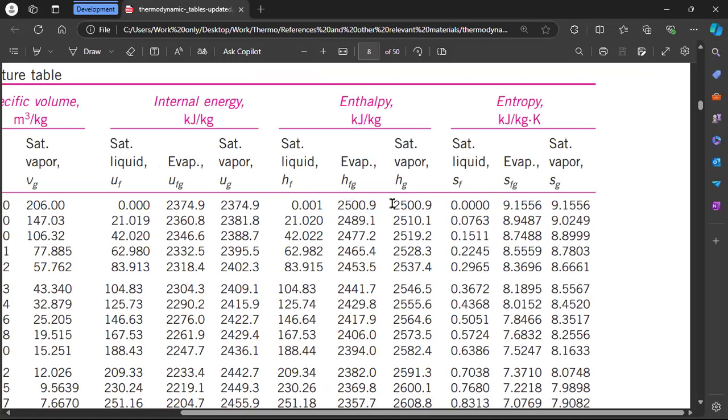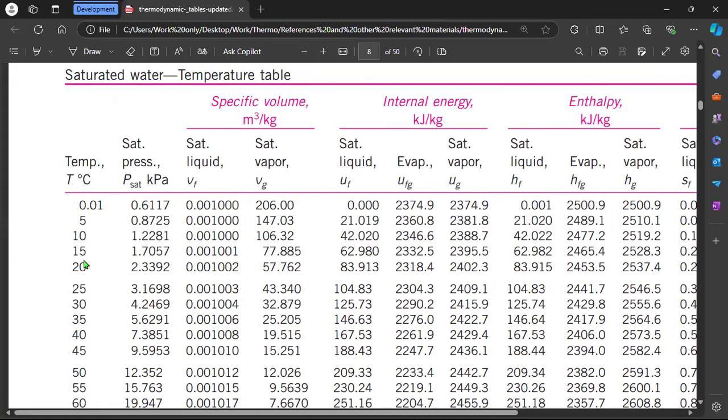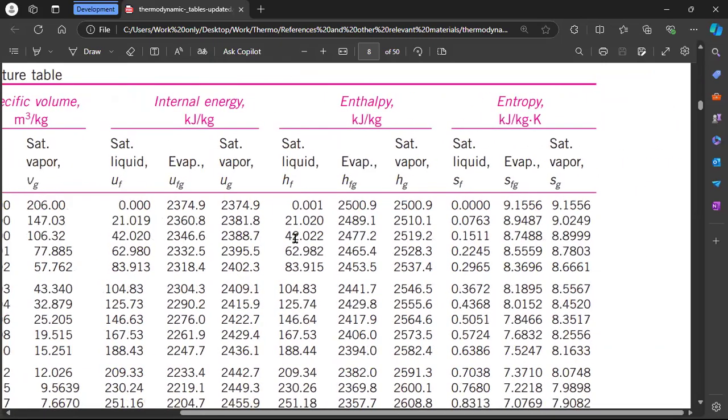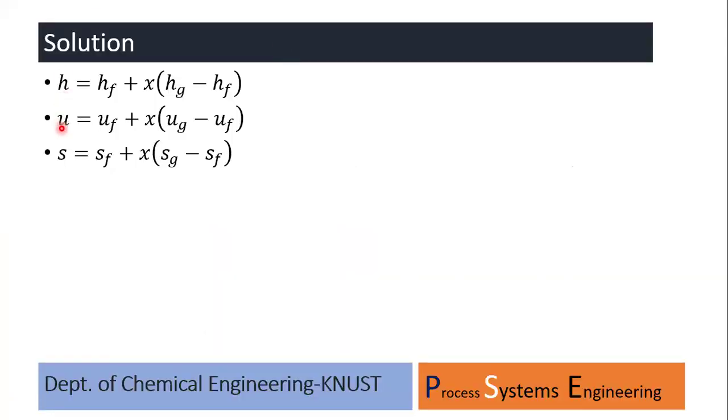So I have my Hf, my Hfg, and my Hg values here. At a particular temperature or pressure, which will be given to you in the question, you can find the Hf, the Hg, the Hfg. And once you know the steam quality, you can just plug everything into this expression we have here and get your enthalpy, your internal energy, and your entropy. Is that okay? Please, is that fine? Okay, then that's very good.